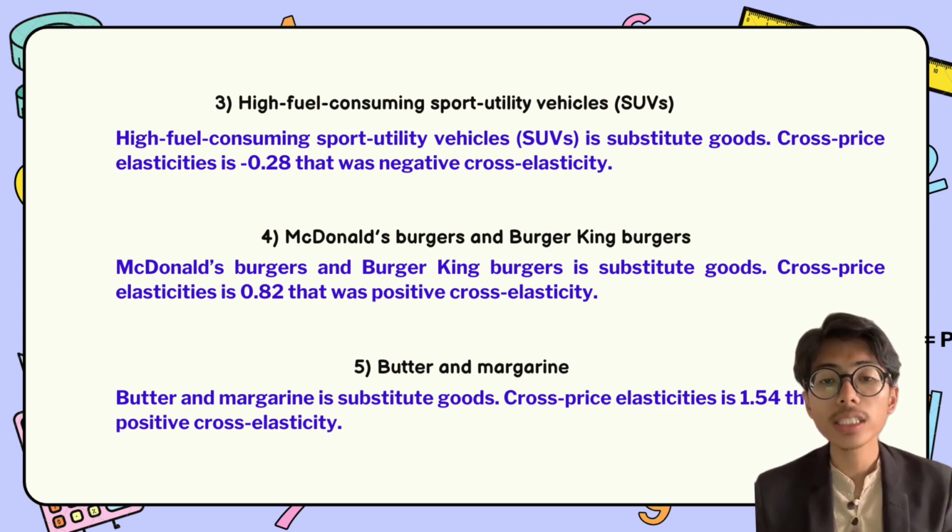Number 4, McDonald's and Burger King burgers. McDonald's and Burger King burgers are substitute goods. Cross price elasticity is 0.82, which is a positive cross elasticity. And number 5, butter and margarine. Butter and margarine are substitute goods. Cross price elasticity is 1.54. That is a positive cross elasticity.